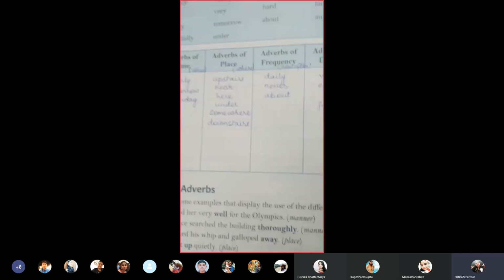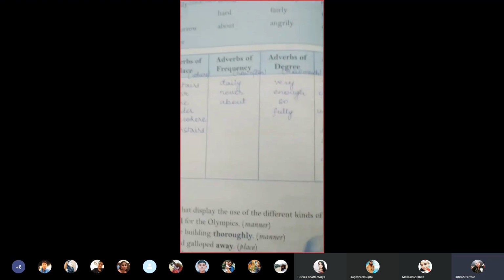Okay. So adverb of place tells you where, and it is saying upstairs, near, here, under, somewhere, downstairs. Adverb of frequency tells you how often, and the words are daily, never, about. Then adverbs of degree, they tell you how much: very, enough, so, fully.